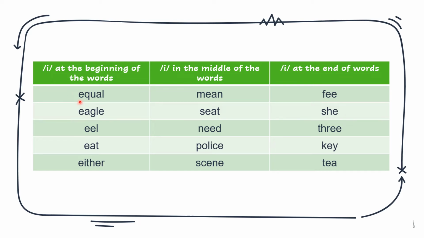So for instance, here we have equal, eagle, eel, eat, either. In the middle of the words, mean, seed, need, police, seen. And at the end of the words, fee, she, three, key, and tea.